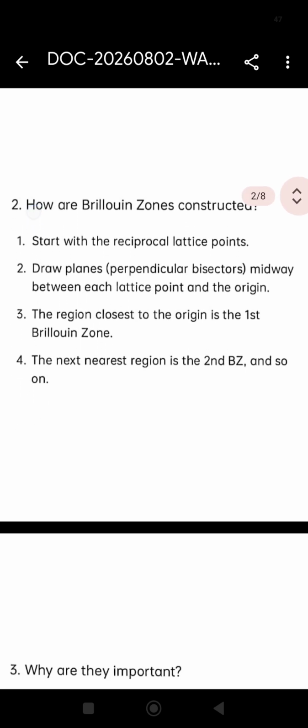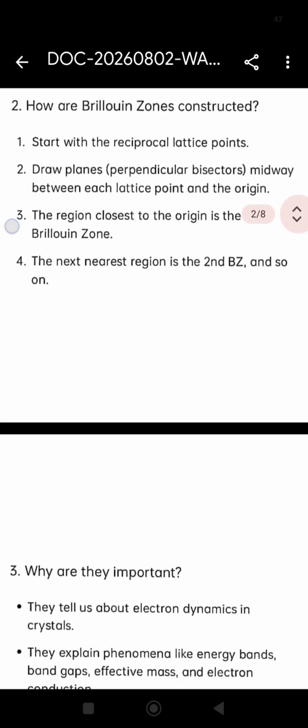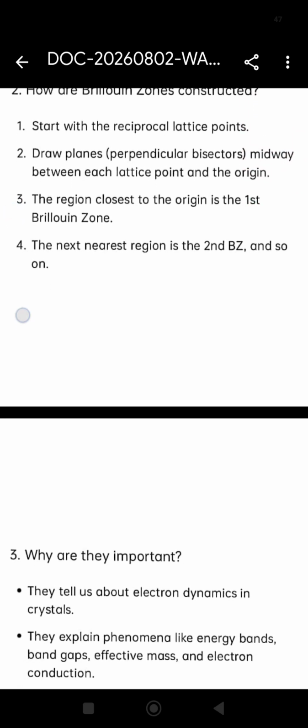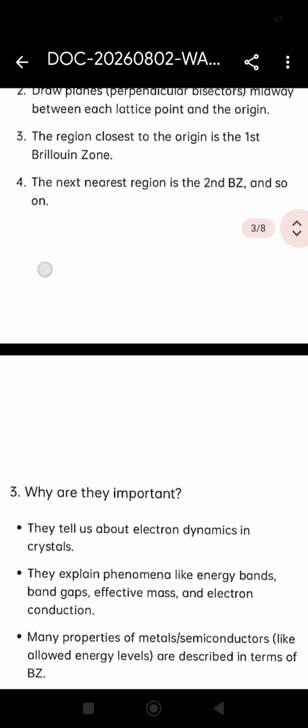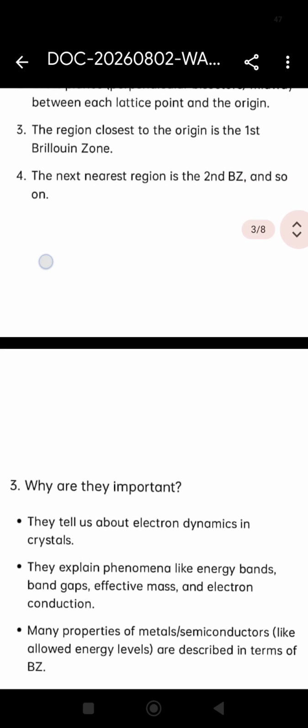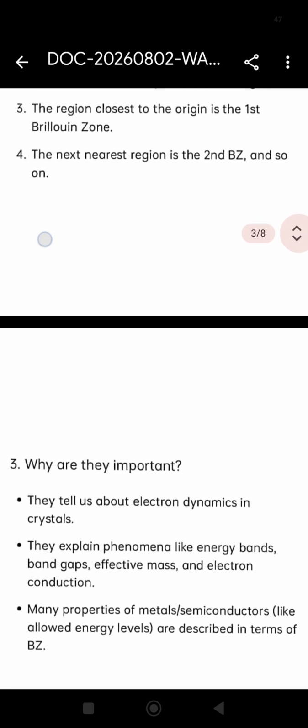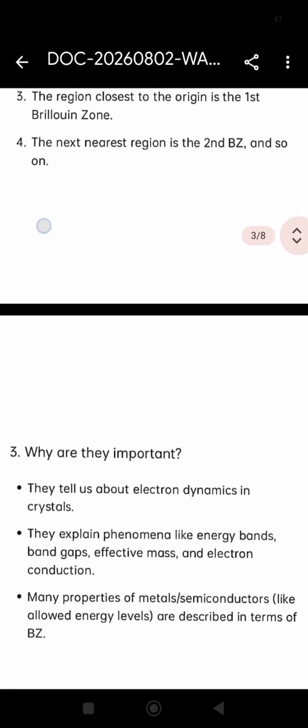How are Brillouin zones constructed? Start with the reciprocal lattice points. Draw planes, perpendicular bisectors, midway between each lattice point and the origin. The region closest to the origin is the first Brillouin zone. The next nearest region is the second Brillouin zone, and so on.